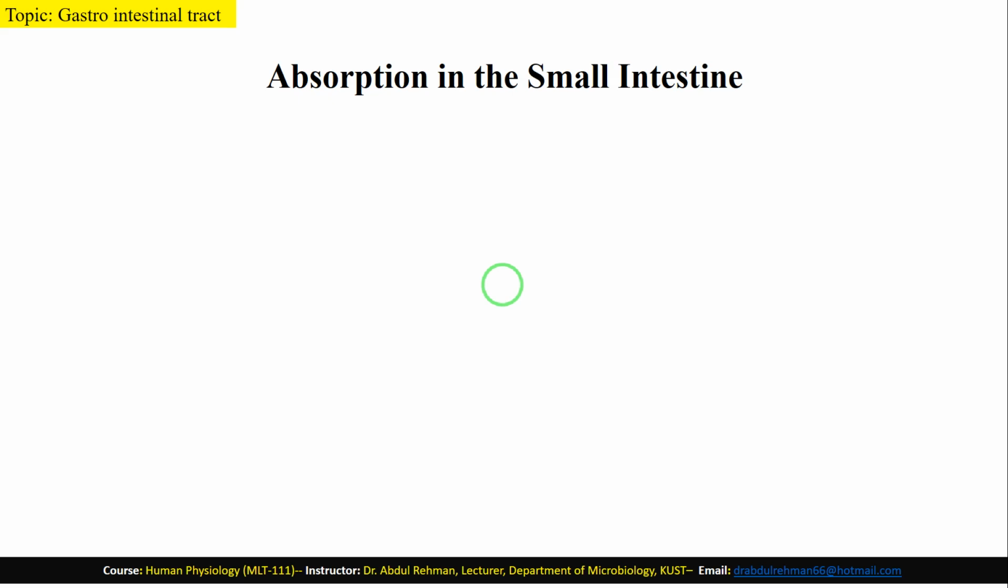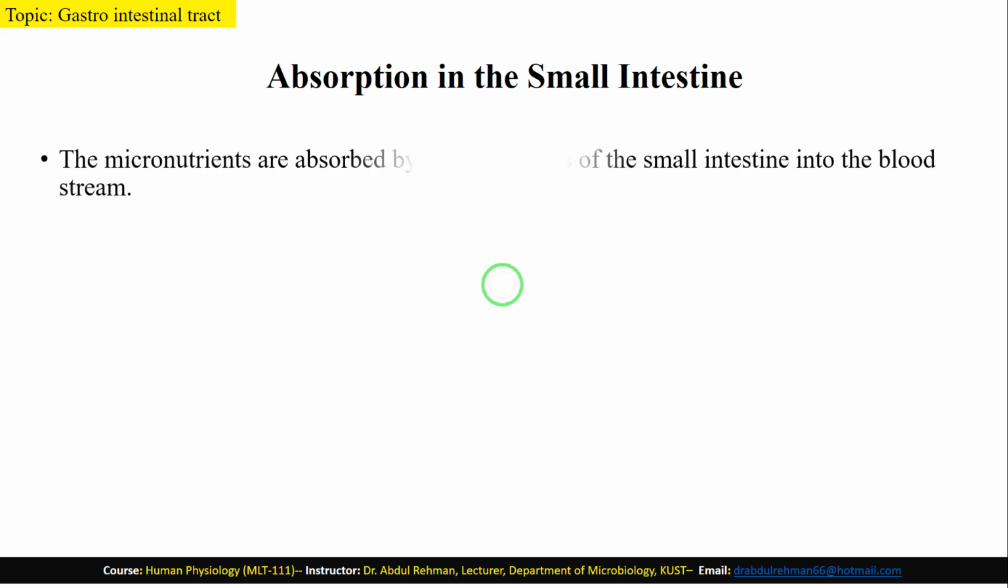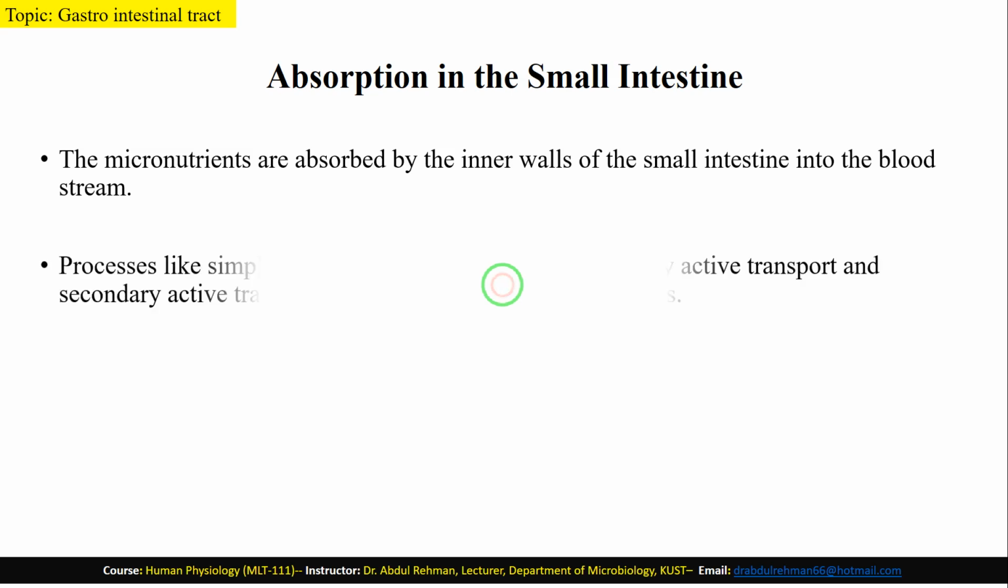So how will absorption take place in the small intestine? The micronutrients are absorbed by the inner wall of the small intestine into the bloodstream, because the inner wall of the small intestine contains villi and microvilli that facilitate the absorption of the micronutrients.